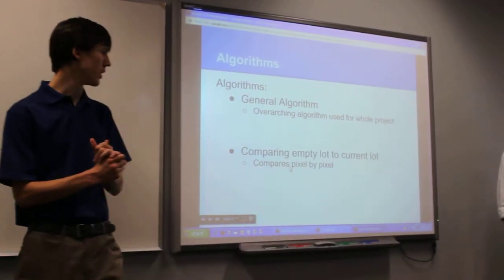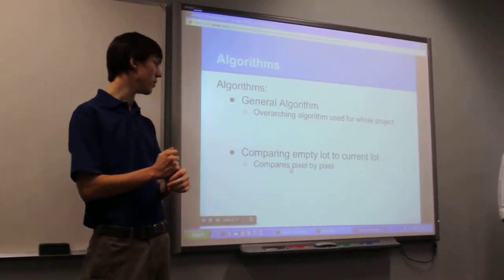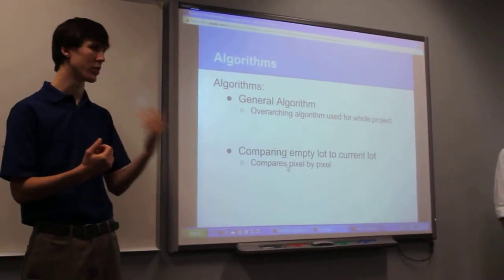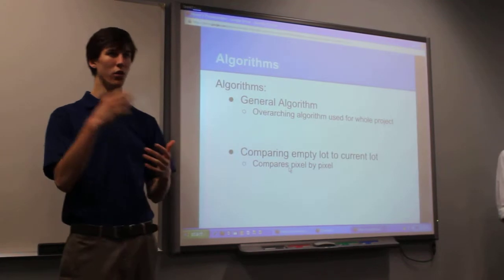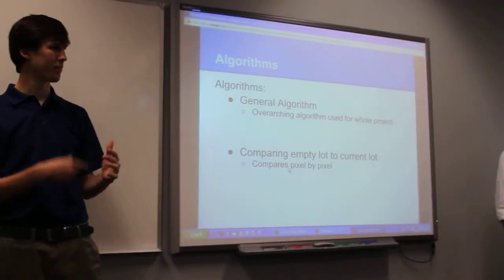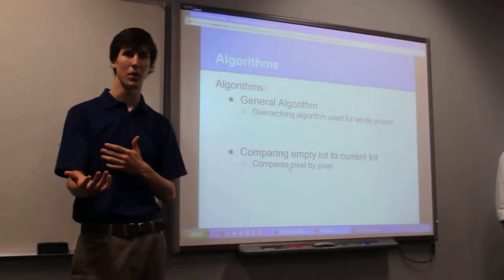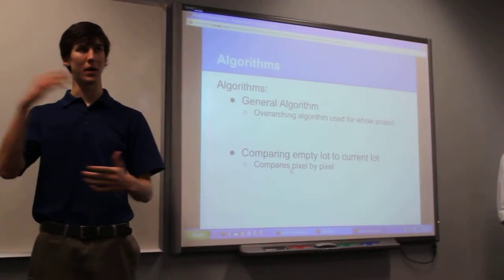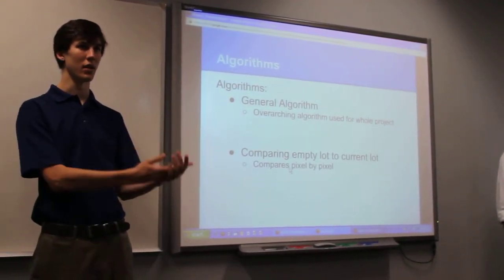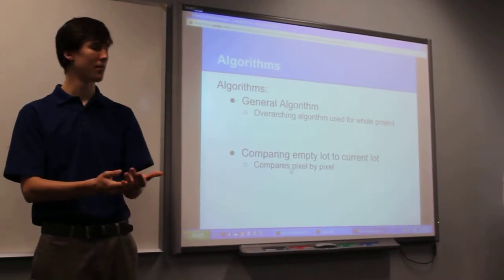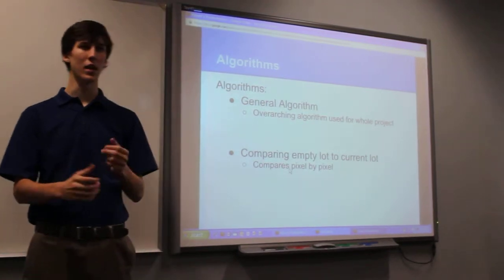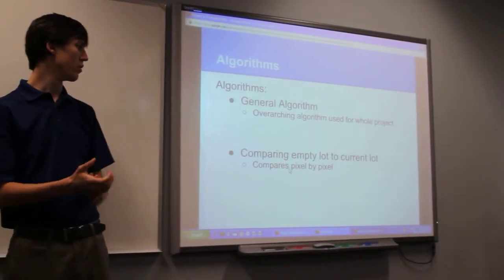The algorithms, we ended up having two separate algorithms. The first one was just a general algorithm for the entire cycle of checking a parking space, determining if it was empty, and then going back through the entire lot, taking the image in again, checking the place. And the second one was comparing the empty lot image that we use to the current lot.